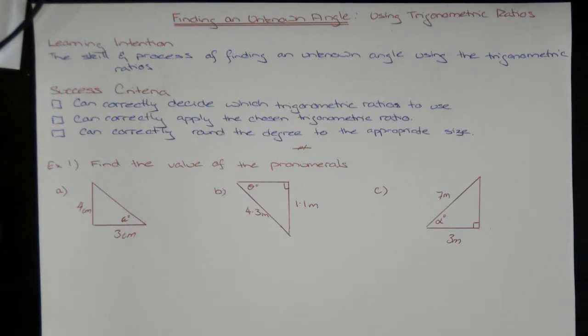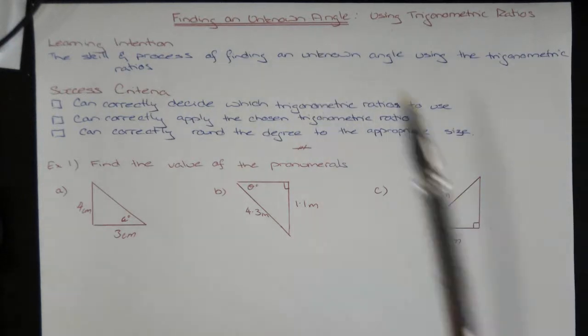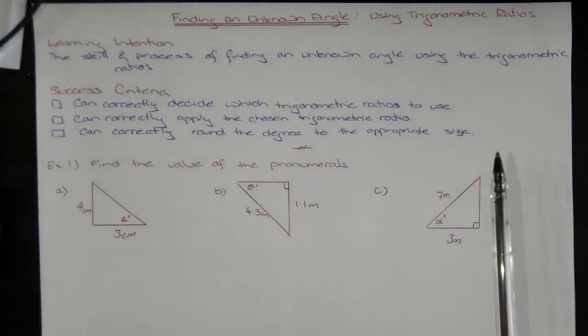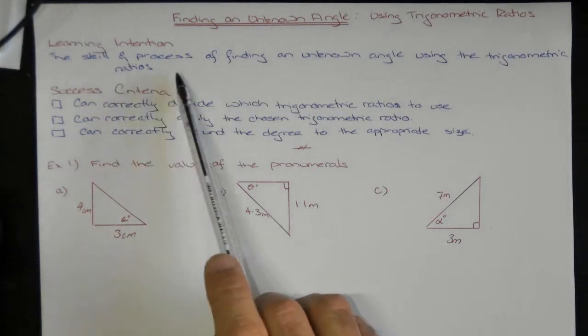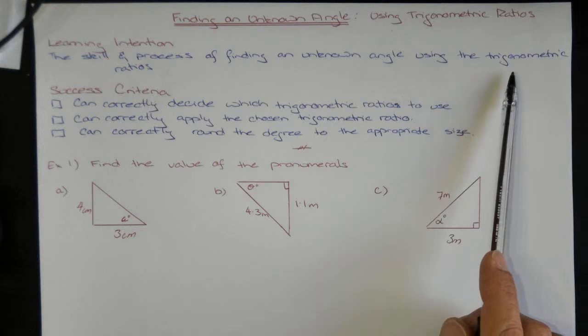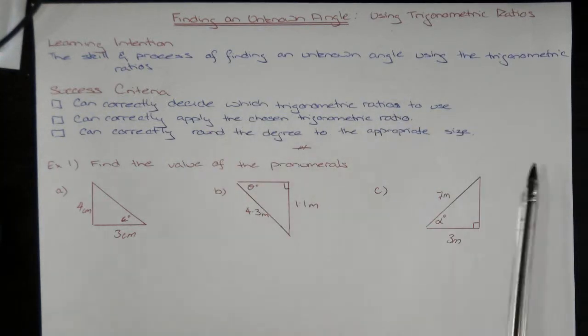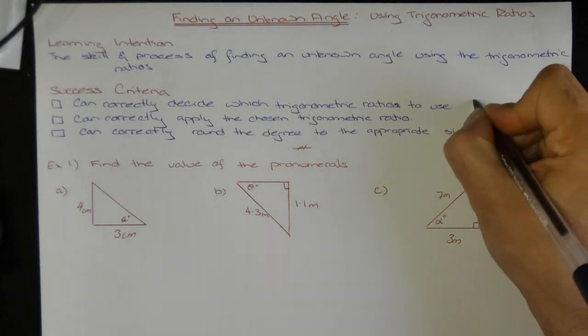Okay, so today we're looking at using the trigonometric ratios, so using SOHCAHTOA to find an unknown angle. So the learning intention is to understand the skill and the processes of finding an unknown angle using the trigonometric ratios. And we'll be successful if we can correctly decide which trigonometric ratios to use, so sine, cos, or tan, so using SOHCAHTOA.